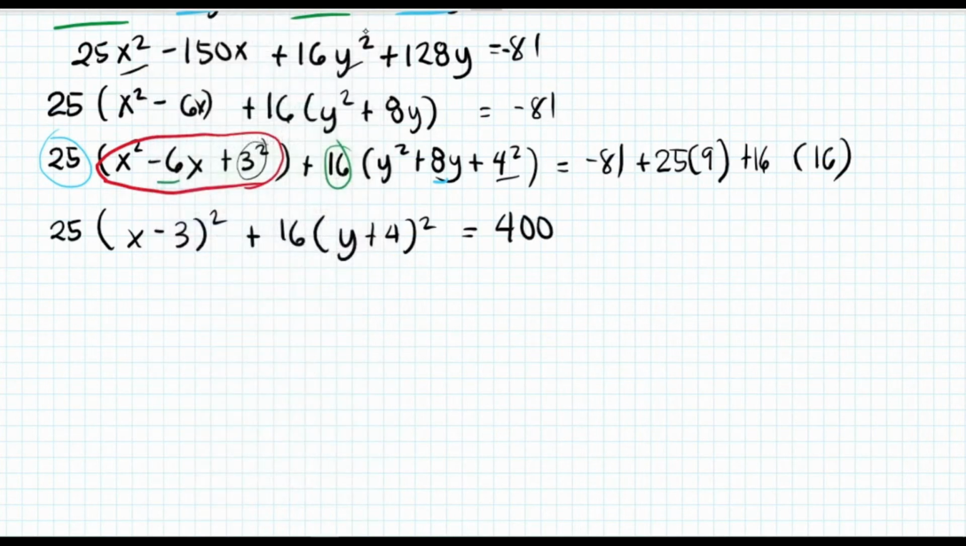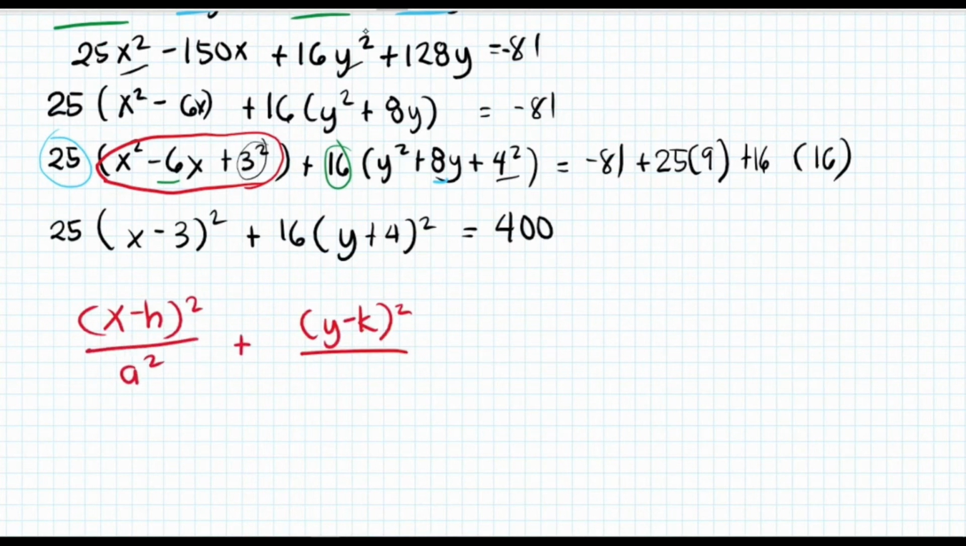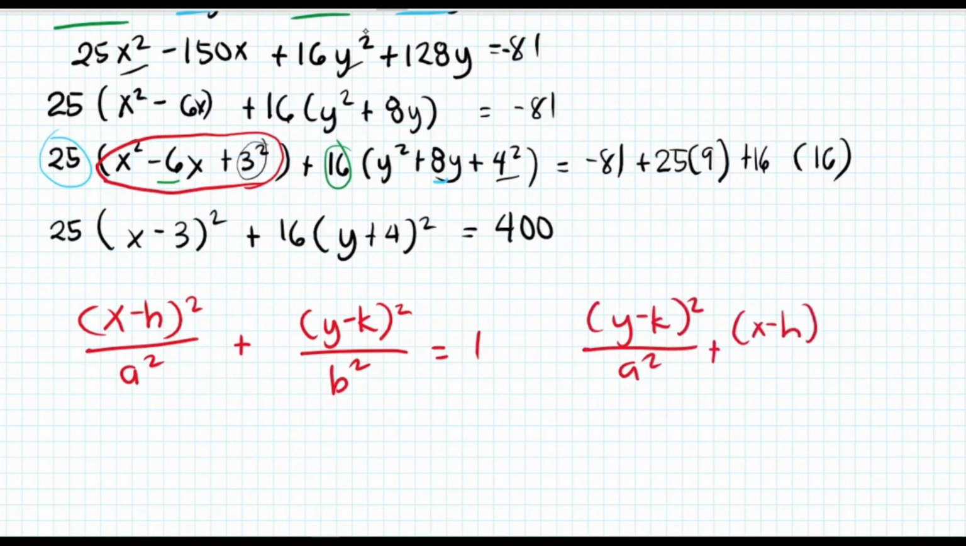Ate Kim, ano susunod na gawin? Ganito po kasi yun. Ang standard equation po talaga ng ellipse is actually x minus h squared over a squared plus y minus k squared over b squared is equal to 1. Okay? Or, pwede ring y minus k squared over a squared plus x minus h squared over b squared is equal to 1.